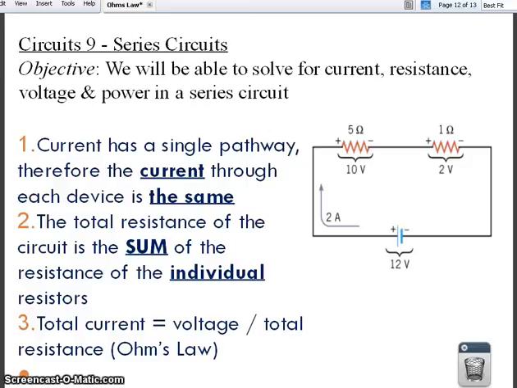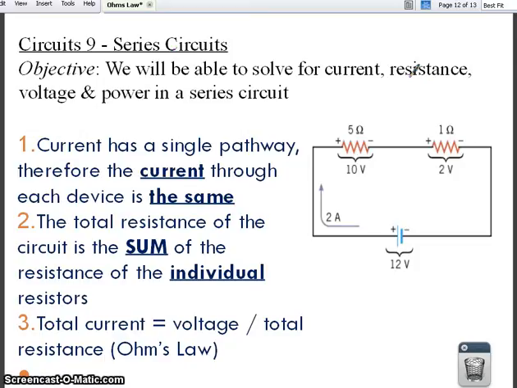Good morning, class, and welcome to this lesson on Circuits 9, series circuits. Today, we will be able to solve for current, resistance, voltage, and power in a series circuit. Okay, so I'm going to give you 6 rules, and then I'm going to go through an example of solving for all of these in a series circuit. Okay, so here we go.